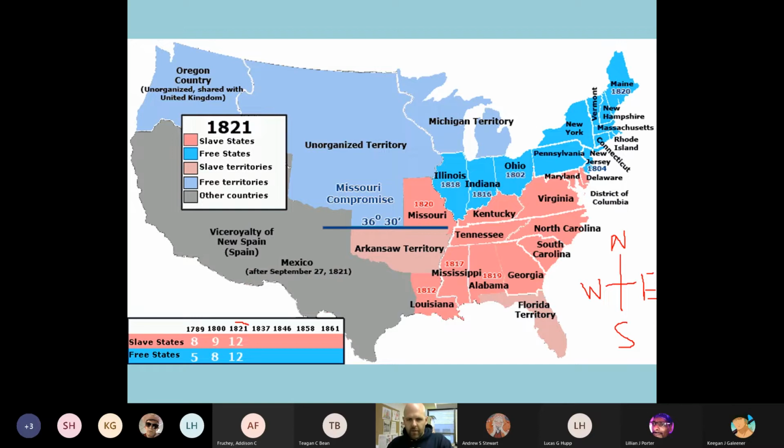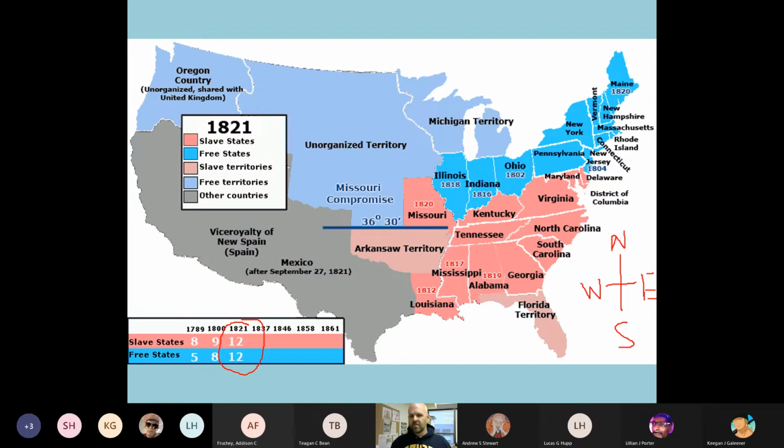If you notice down here on this key, in 1821, after this whole crisis is over, we're going to have 12 slave states and 12 free states. But here's the problem. Up until 1820, we had an even number of slave states and free states. We had 11 slave states, 11 free states.